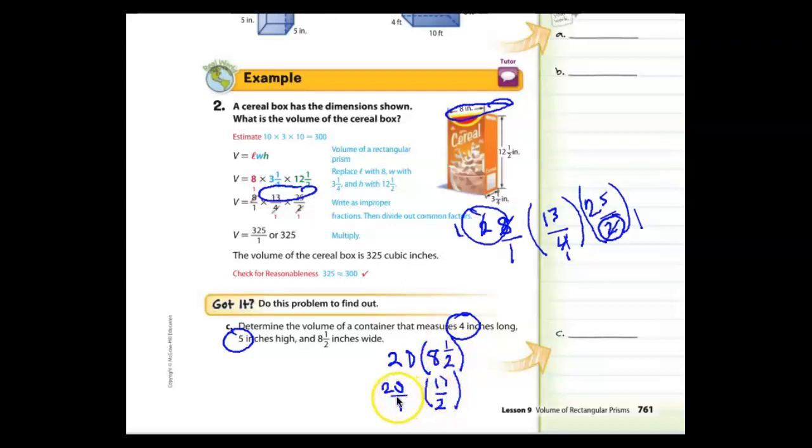Okay. So before I multiply this, I'm going to simplify. Can 2 go into 20? And the answer is yes. That can go in there 10 times. And 2 can go into 2 once. So 10 times 17 is what? Go ahead and answer that for me, please. Very good. The answer is going to be 170 cubic inches.